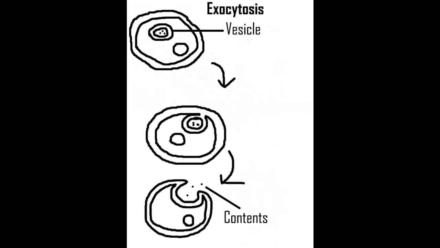Exocytosis occurs when a vesicle fuses with the cell membrane and releases its contents. The fact that the vesicle fuses with the cell membrane means that any proteins or other contents in the membrane of the vesicle are now present in the cell membrane.